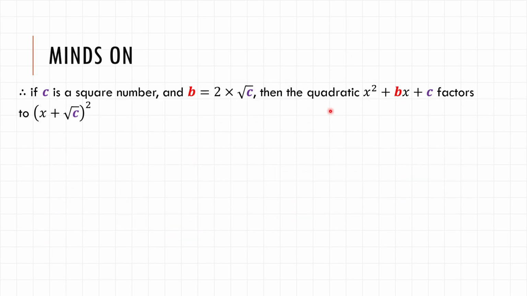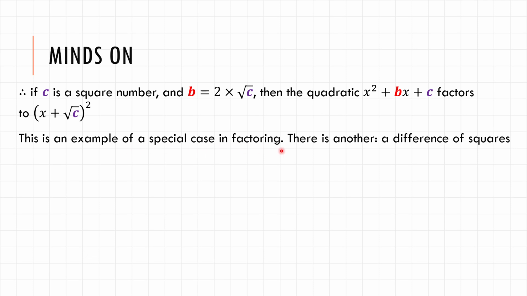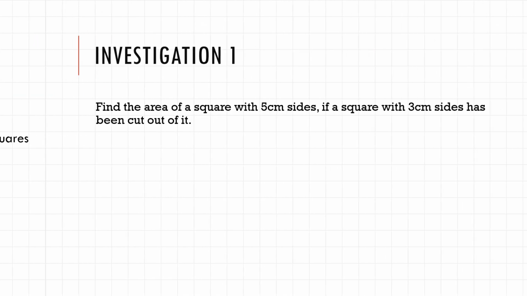So this is an example of a very special case in factoring. And there, of course, is one more that we have to learn, and that is the difference of squares. And we're going to learn what both of these are, as well as the proof that causes both of these situations to always be true.